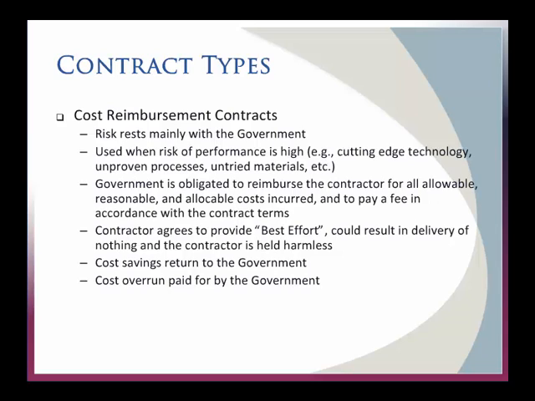And on the other end would be a cost reimbursable contract where the risk lies mainly with the government. This is when the risk is very high, and you can understand why the government doesn't like these, because we're obligated to pay. Government is obligated to pay whatever it costs. So if you overrun your budget, the government's going to have to pay it. So we're obligated to reimburse the contractor for all allowable, reasonable, and allocable costs incurred within the contract terms. So we'll see the contractor agrees to provide best effort, quote unquote, which can sometimes be very hard to estimate. Are they really giving us their very best effort?